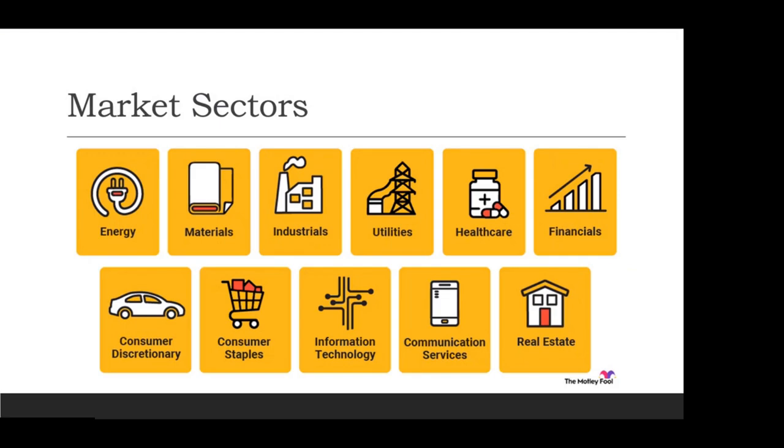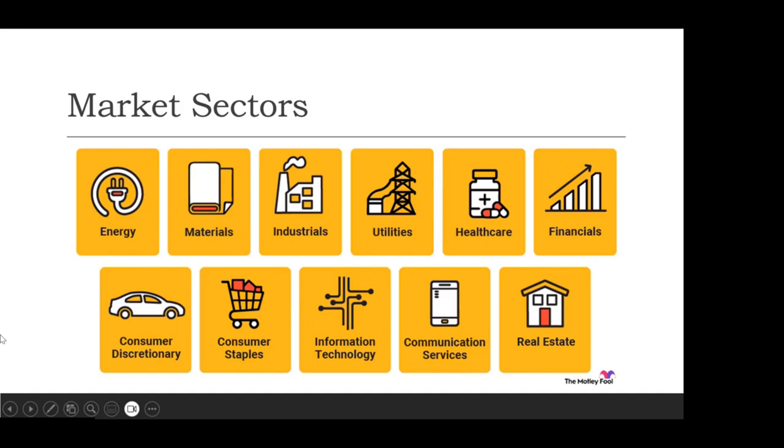Okay, I will start the presentation proper. First and foremost, I want to introduce to all of you this concept known as market sectors. There are 11 of them. Firstly, what you can see on this diagram is the energy sector, followed by materials, industrials, utilities, healthcare, financials, consumer discretionary, consumer staples, information technology, communication services, and lastly, real estate.